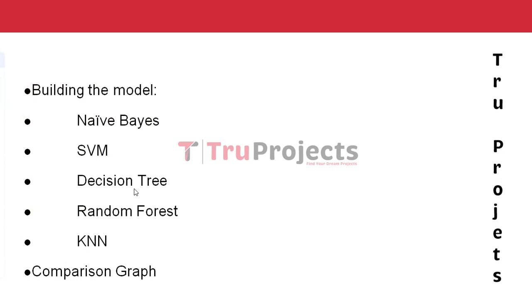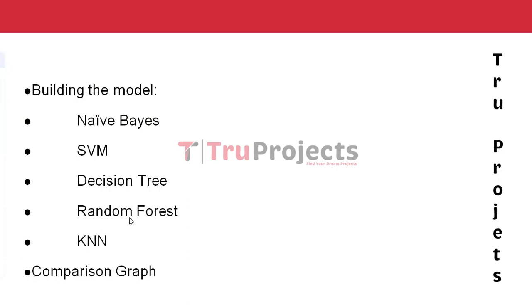And the third one is decision tree. It is a tree-like model where each internal node represents a feature, each branch represents a decision based on that feature, and each leaf node represents a class label. The algorithm recursively splits the data based on the most informative feature, resulting in a tree structure that can be used for classification or regression tasks.